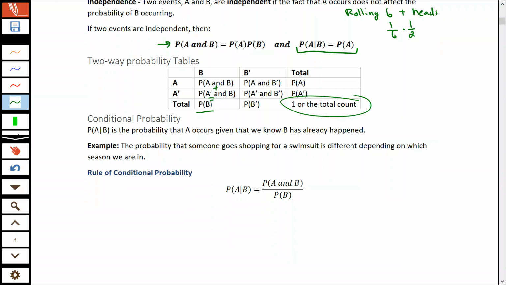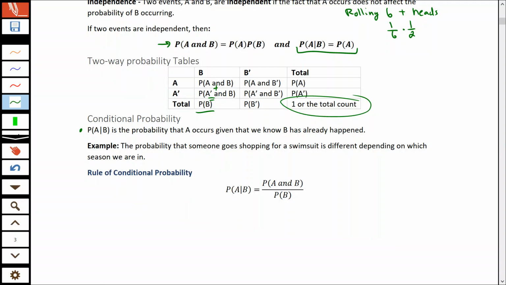So that conditional probability, that probability that A given B, is the probability that A occurs given that we know B has already happened. We have a couple of different formulas when it comes to conditional probability. Well, really only one main formula, and then we also use conditional probability when we're doing Bayes. All we're talking about with conditional probability is that the chance of A changes depending on B. In our little example here, the probability that someone goes shopping for a swimsuit is different depending on if you're in winter versus summer. Okay, it's going to impact that choice.